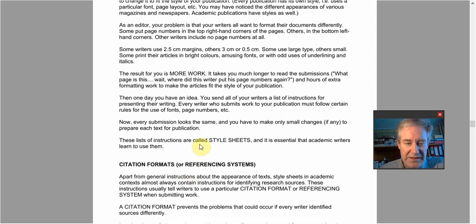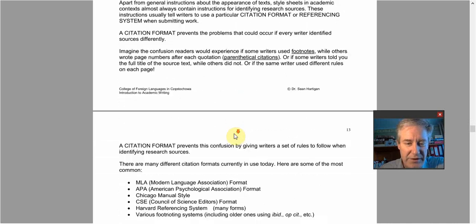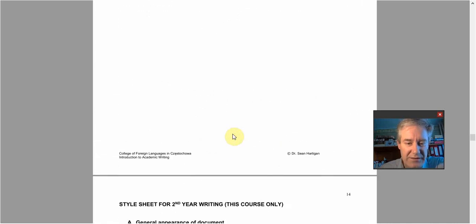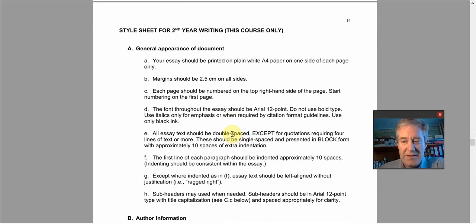So those are style sheets, a list of instructions. And why don't we skip ahead a little bit here and have a look at the style sheet for our course. Now, I've created my own style sheet for you, and this is actually quite a simple style sheet. I've tried to create something for you that's not too complicated.